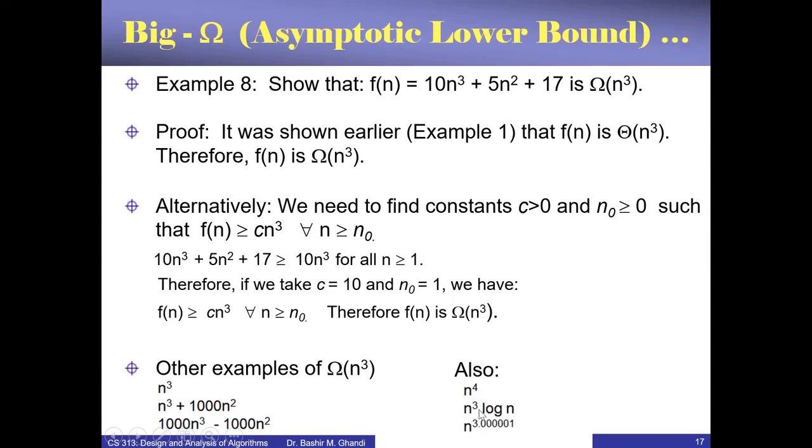So obviously n cubed log n is greater than or equal to n cubed. Even n to the power 3.0001 is greater than or equal to n cubed. So all of these are going to be big omega of n cubed as well, but they can never be big theta of n cubed, because big theta is about a tight bound. Okay, so I hope this is clear.